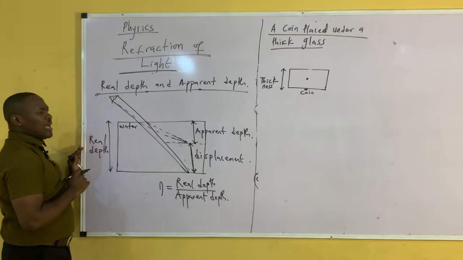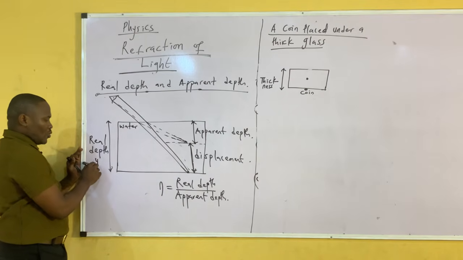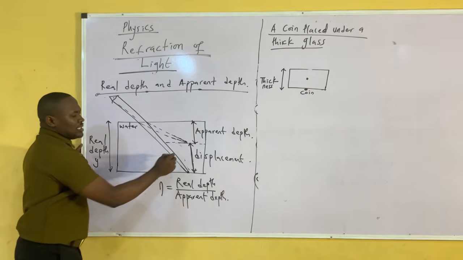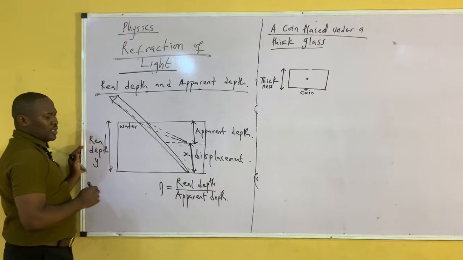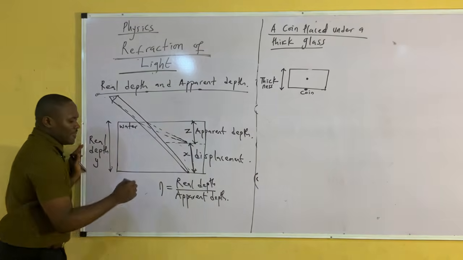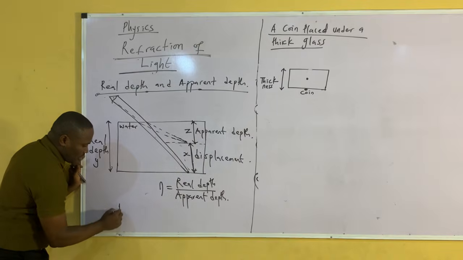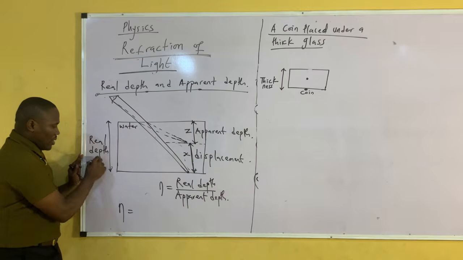Now, let's put values. Let's assume our real depth is y, our displacement is x, and our apparent depth is z. What does that tell you? It means this equation, refractive index, will be equal to real depth, which is y, over apparent depth.